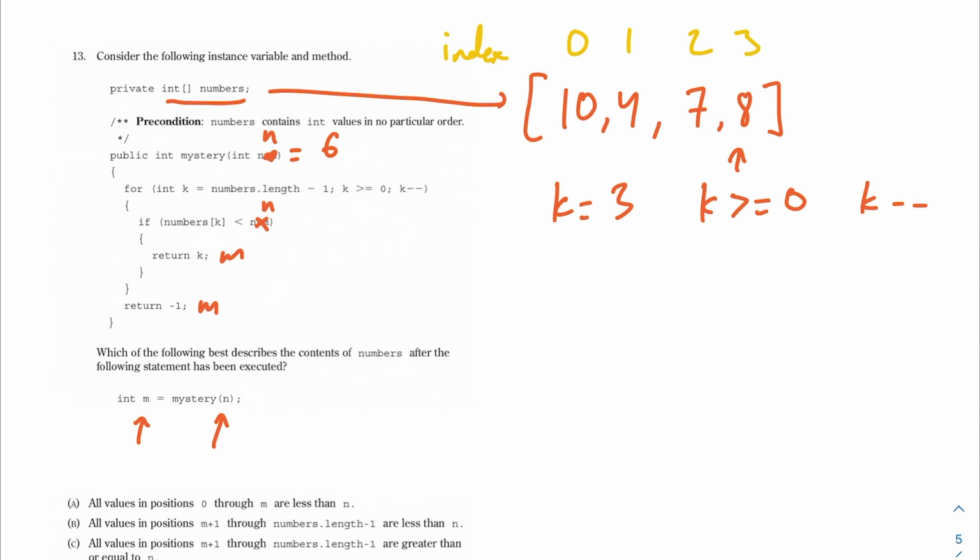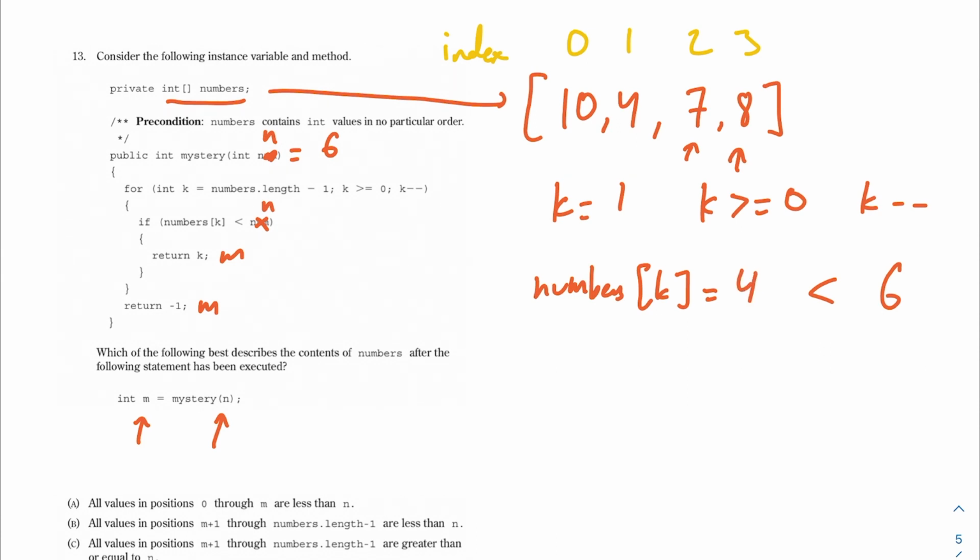So we check whether numbers at k is less than n. Numbers at k is equal to 8. So we want to check whether that's less than n, where n is that 6 that we passed in. It does not, so we decrement our k. Now k is 2. Now we're looking at this 7 here. 2 is still greater than or equal to 0, so it's still valid. So we check whether 7 is less than 6. No, it is not. We decrement our k again. We get that k is 1, also still greater than or equal to 0. So numbers at k is now 4.